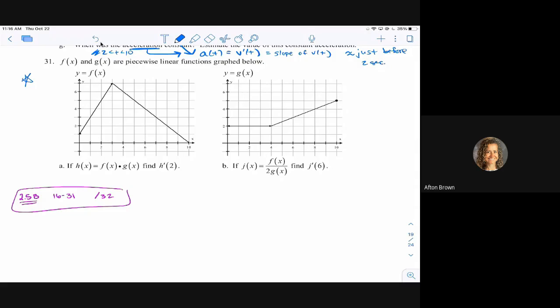What do you guys think? What rule are we asked to apply? Product rule. So this question is designed to see if you have the product rule memorized. These are really, really common AP questions.